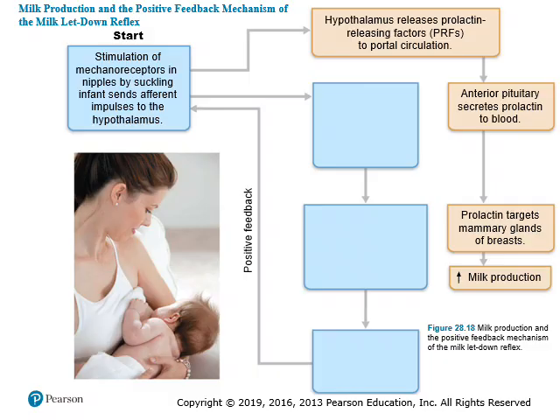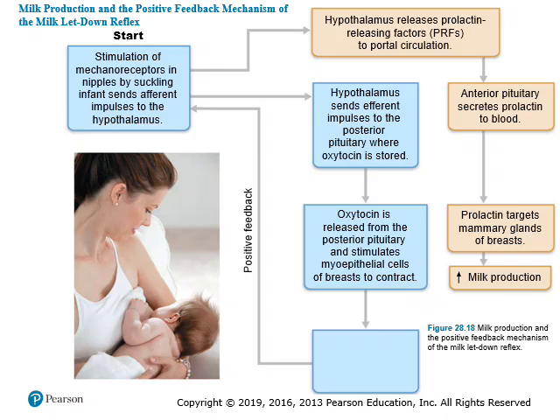By the same token, the same mechanoreceptor stimulus will cause the hypothalamus to send efferent impulses to the posterior pituitary, where oxytocin is stored. Oxytocin is released from the posterior pituitary and stimulates the myoepithelial cells of the breast to contract, and this will cause the milk letdown. Milk is ejected through the ducts of the nipples. So it's only a slight stimulus in the nipple, and milk is already going to spurt out.